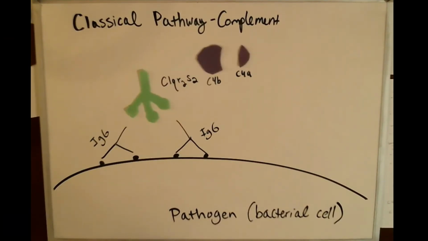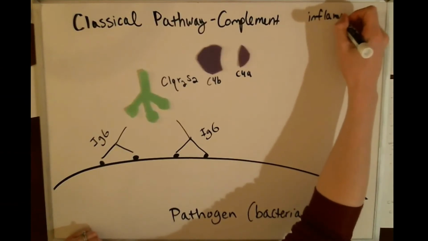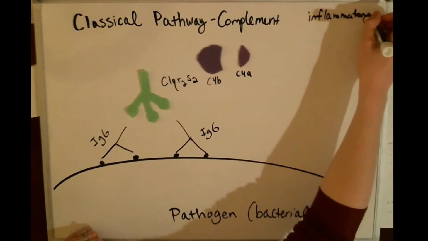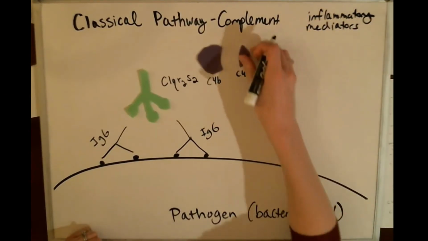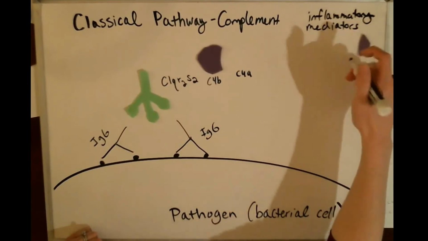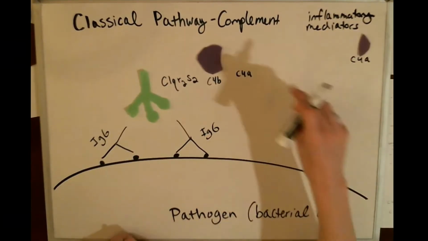One of the things about complement pathways is that through this series of cascades or cleavages that occur, we will generate a number of what we call inflammatory mediators. So we're going to store these up here in this part of the board as we go through our cascade. C4a happens to be our first inflammatory mediator that we generate. So we're going to just put that up there.